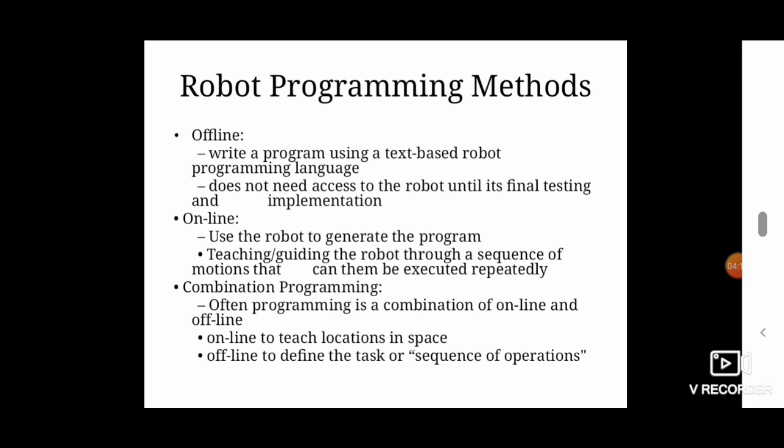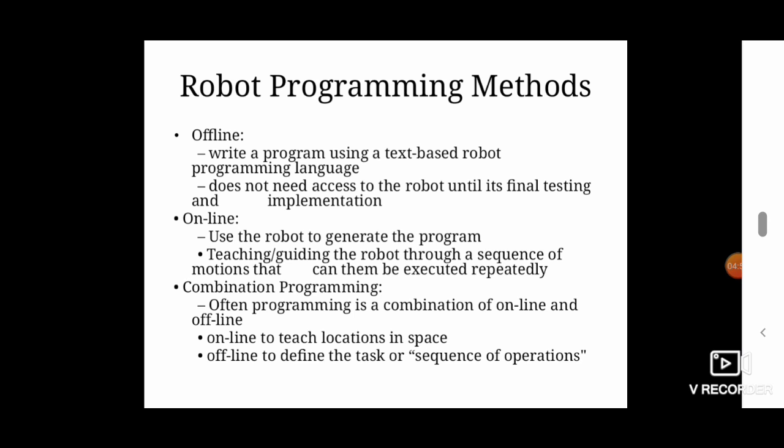Robot programming methods: offline method, online method and combined programming method. Offline method, where a programmer writes a program using text based robot programming language, does not need to access the robot until the final testing and implementation. Means in offline programming there is no robot access until the finish of the program and implementation of the program. In online programming, use the robot to generate the program, teaching and guiding the robot through the sequence of motions that can be executed repeatedly.